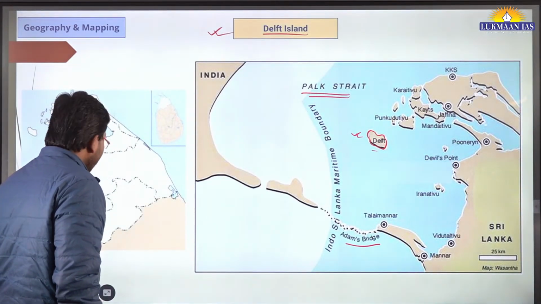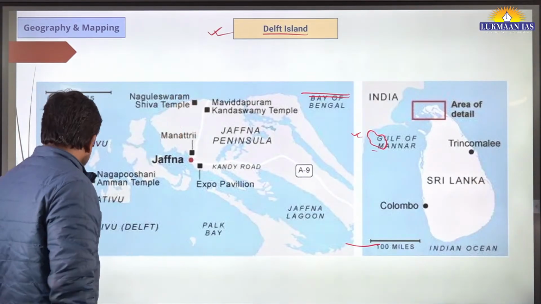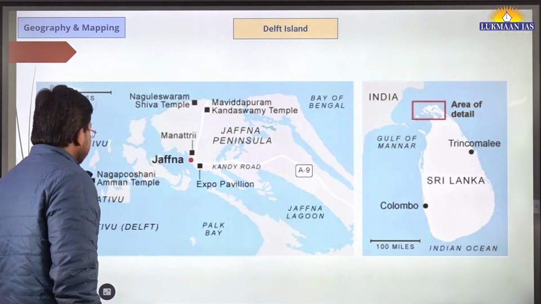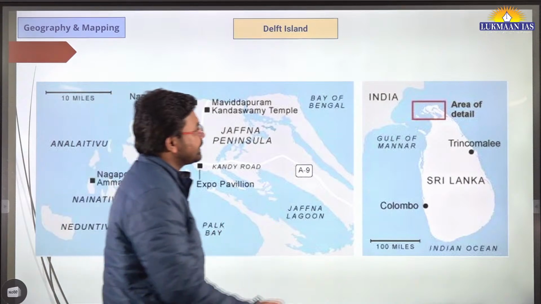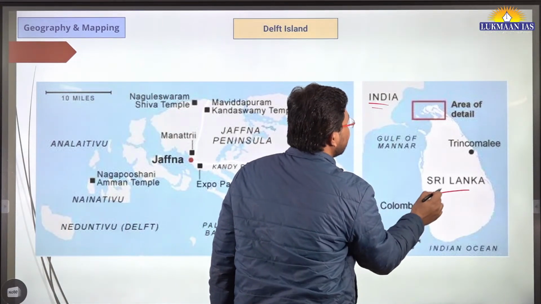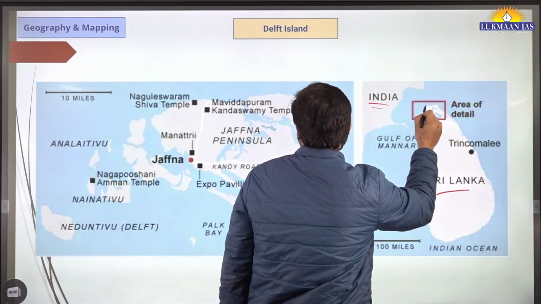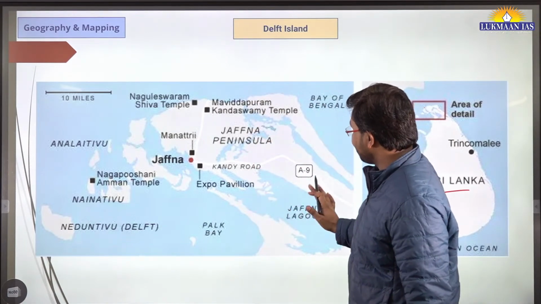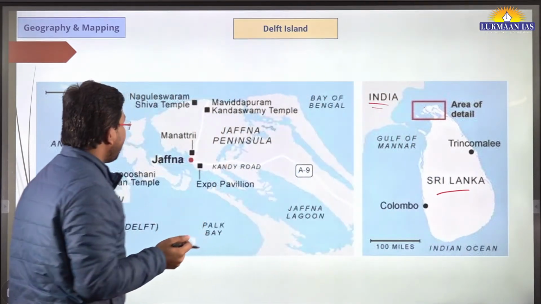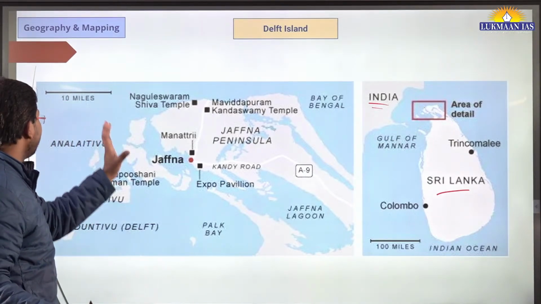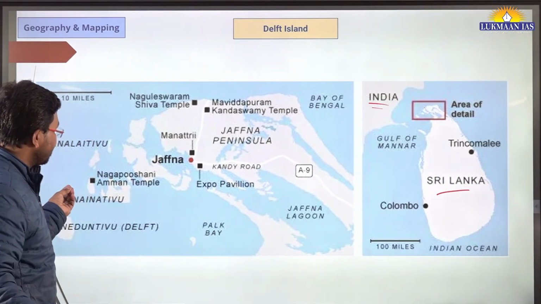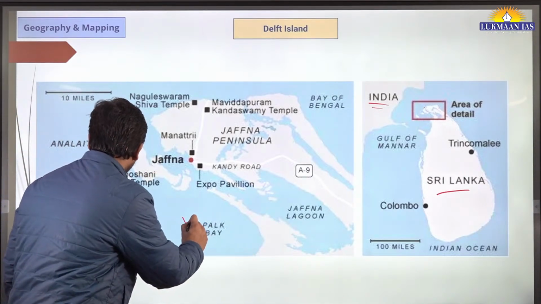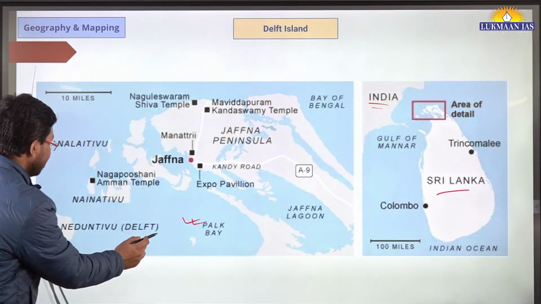I have included another map also related to the same island so that this topic becomes clear to you. Here we can say this is India, this is part of Sri Lanka, this is the area of detail. This is where Delft Island is located. Here you can see we have included another map, just for giving you a clear picture. There are some other locations also that are important, for example Palk Strait, and this is Delft Island.